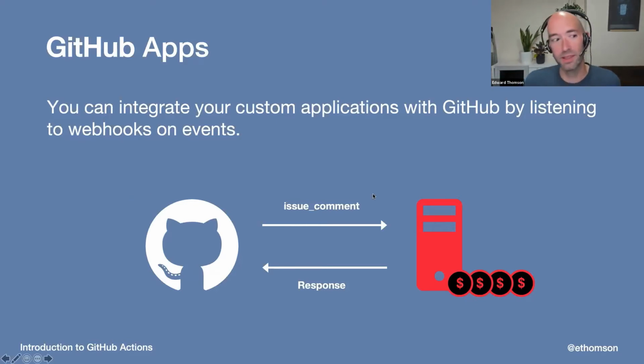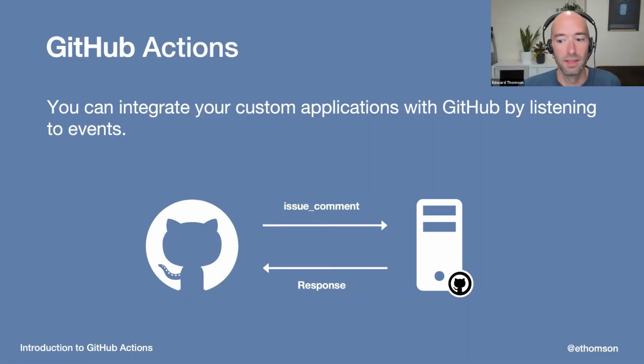So that was really the first thing that we set out to fix, for lack of a better term, with GitHub Actions. We wanted to give you the power of GitHub apps so that you could build custom tooling on top of the GitHub platform, but we wanted to do it in a way that we took care of the infrastructure. And so that's really what GitHub Actions are.